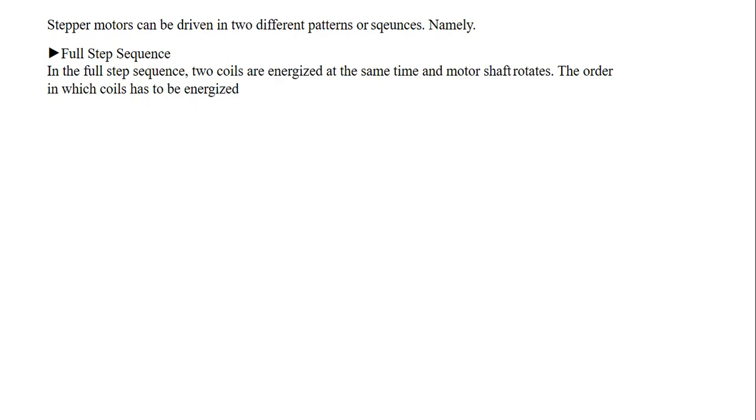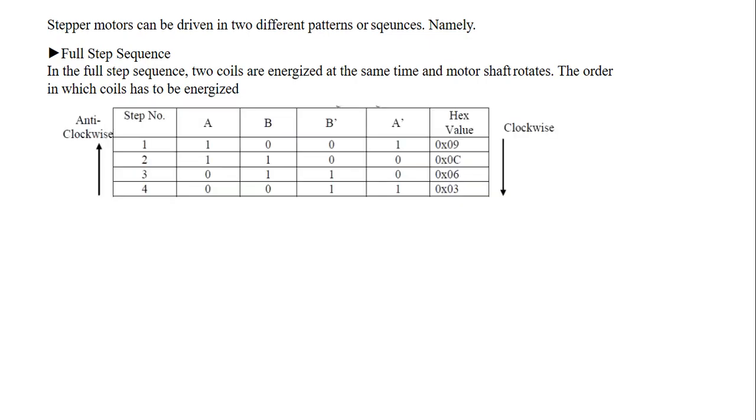Stepper motors can be driven in two different patterns. The sequence you apply is divided into two parts: full step and half step. In the full step sequence, two coils are energized at the same time and the motor shaft rotates. The order in which the coils have to be energized, we have to give through the microcontroller.